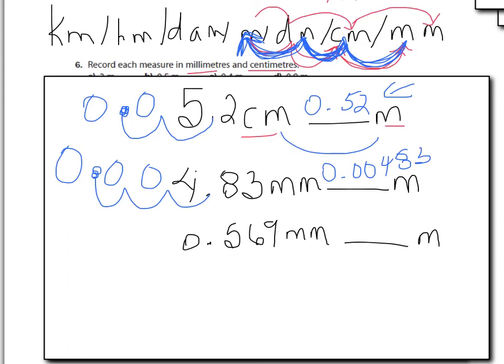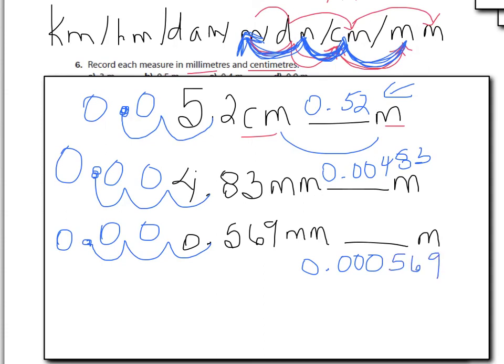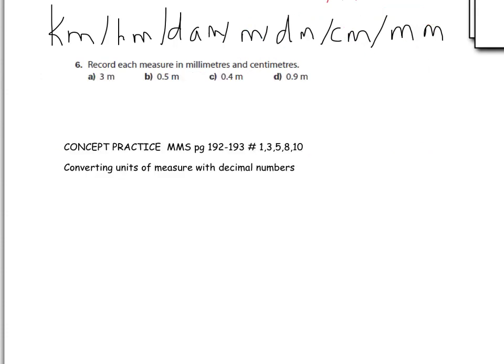Same thing for the last one. 3 jumps to the left. 1, 2, 3. Getting quite a decimal number here. 0.0000569 meters. All right, that's our practice.